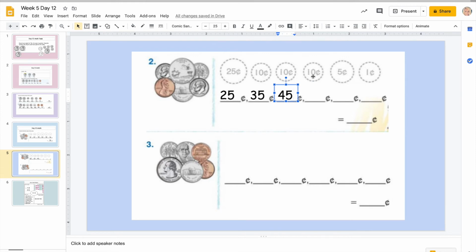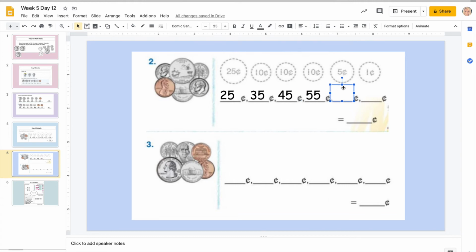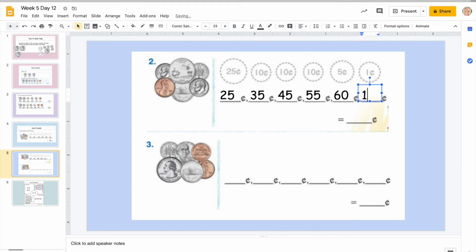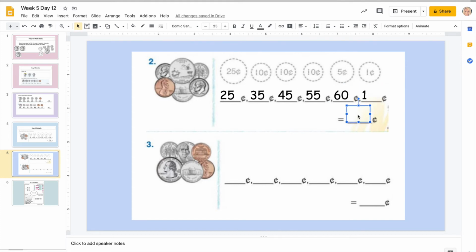And then another dime, so that is going to increase by 10 once again. 45 and 10 more is 55. And then we have a nickel, so 55 and 5 more is going to be 60. And then we only have 1 penny, so 60 and 1 more is 61 cents. So we know that number 2, that cluster of coins, has a value of 61 cents.